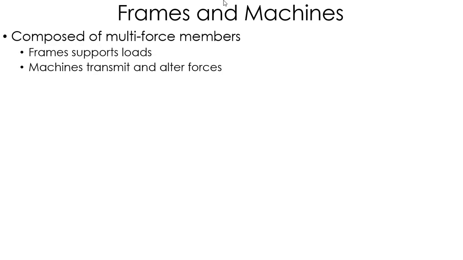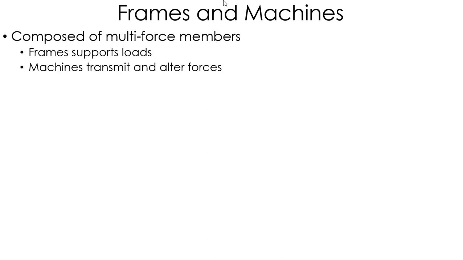All right. The next kind of structure that we're going to look at are either frames or machines. What these are, they're basically structures that have multi-force members in them. Trusses, of course, had only 2 force members in them based on the assumptions we made about the trusses. Frames and machines, we're looking at multi-force. Basically the difference between a frame and a machine is what they do.